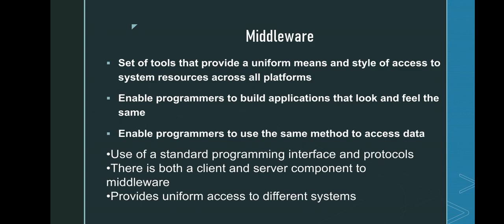Next, we are going to discuss middleware. To provide a uniform means and style of access to system resources across all the platforms, the developers must use a set of rules. This helps to achieve the true benefits of the client or server approach. This also enables the programmers to build applications that look the same on various PCs and workstations, and they use the same method to access data regardless of the location where the data is stored.